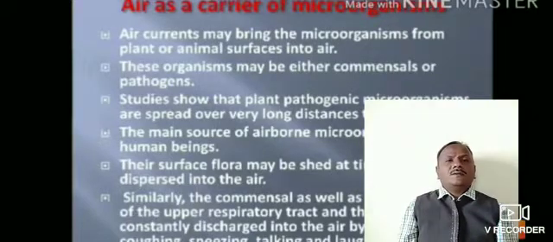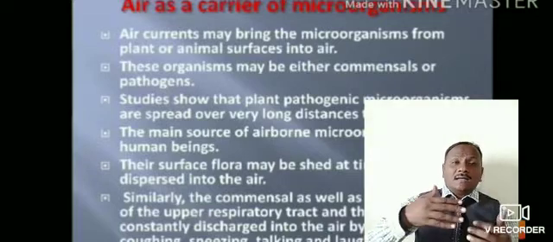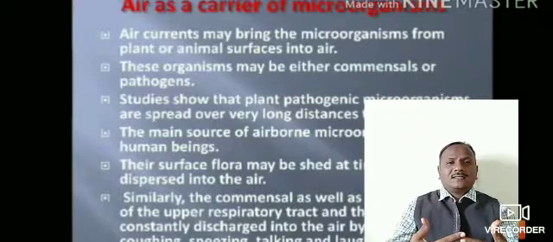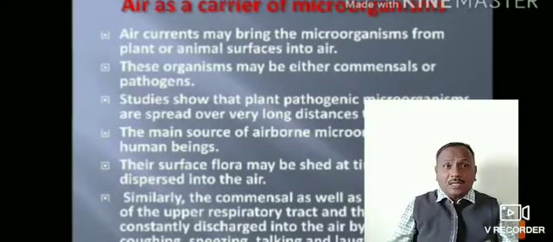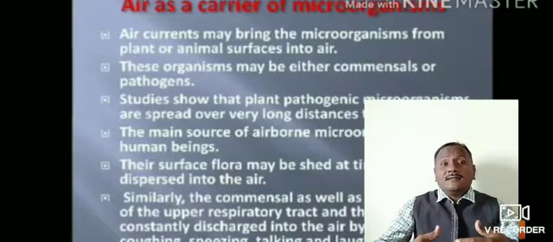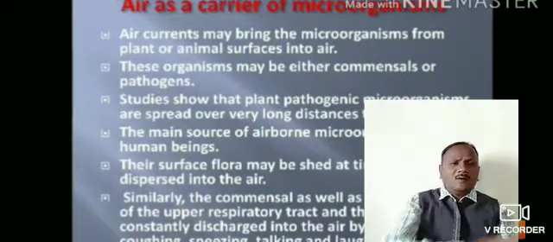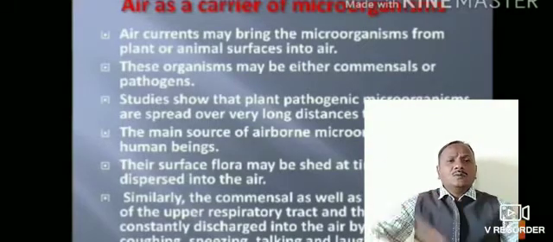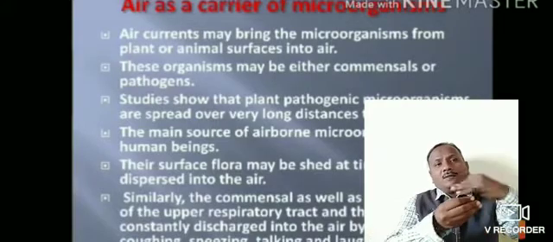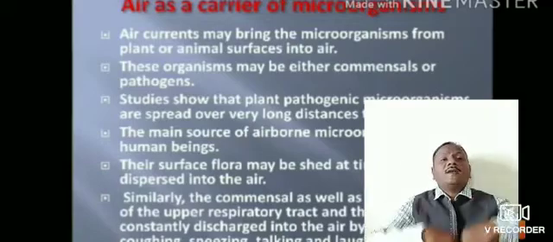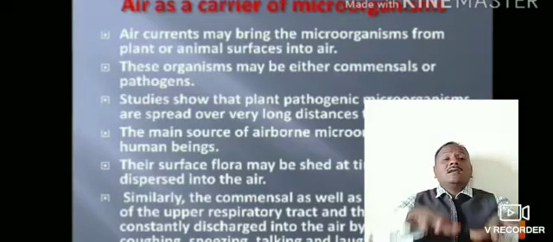Air currents may bring microorganisms from plants and animals. It means that through plants and animal surfaces, due to different activities, the microorganisms from the surfaces of animals and plants are mixed into the air. During a wind blow, what happens? The plant parts, the branches, move, and whatever microorganisms are present on the surface of leaves get mixed and float into the air.